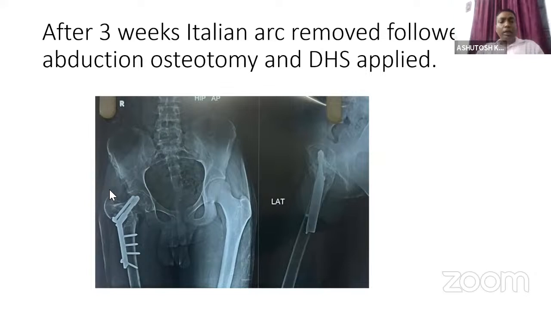There was this pull of the gluteus medius. So I was trying to get the reduction, get the neck shaft angle reduced. But along with that, I got the pulling of the gluteus medius also, sir. So later I had planned to do the DHS so that it can't fail.